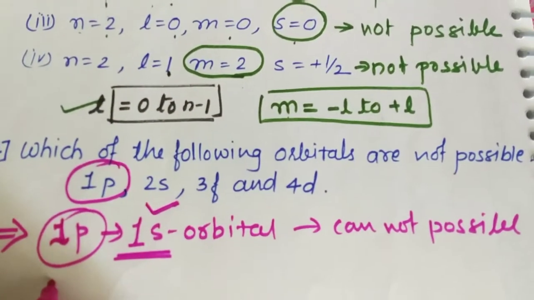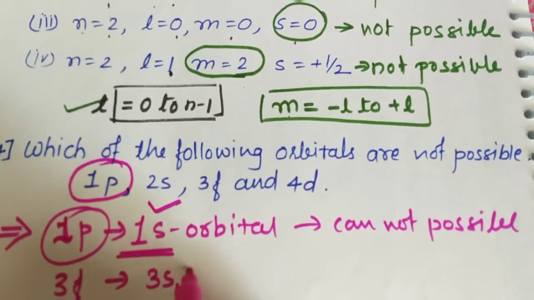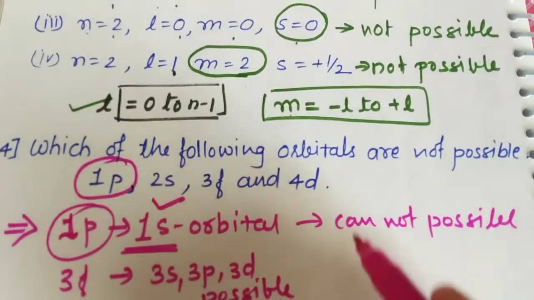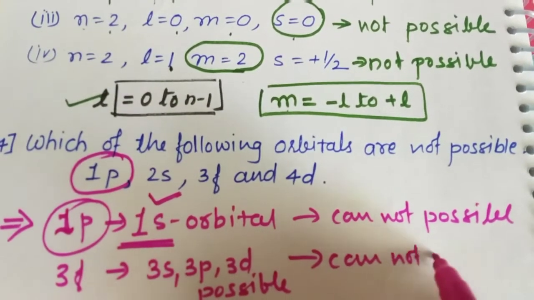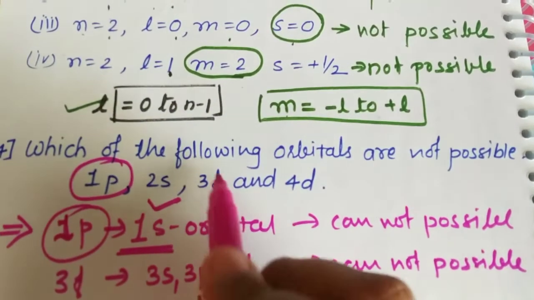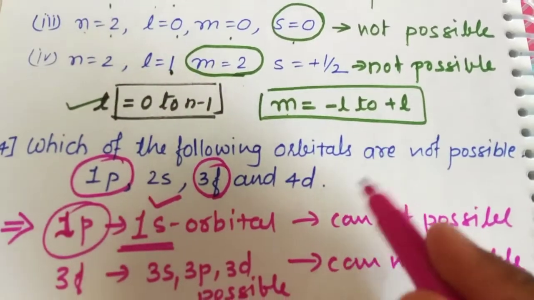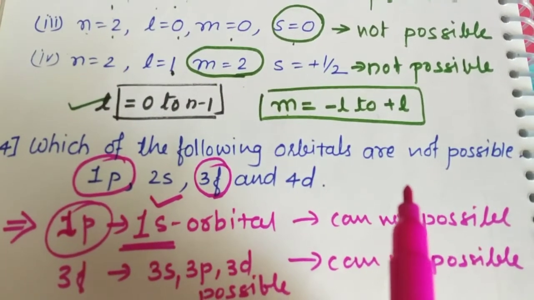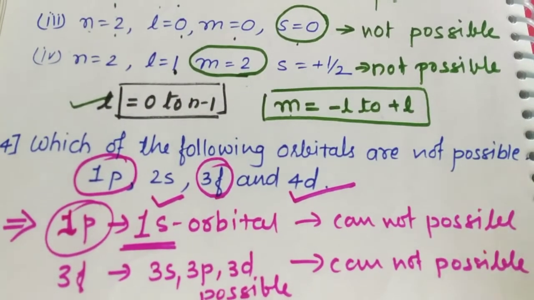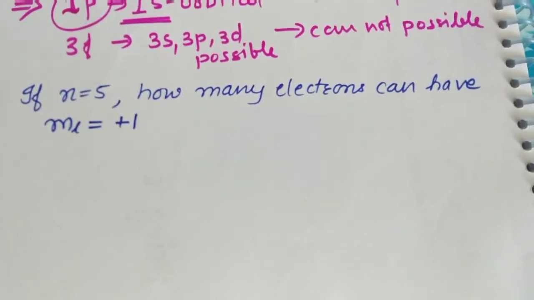Now 3f. In the third shell, only 3s, 3p and 3d are possible, right? And hence this is not possible, and so fourth f cannot come there, and hence it is also not possible. And 4d: 4s, 4p, 4d and 4f, so this can also be possible. Understood, student? Now let's come to the last question, and this question is a little bit tricky.